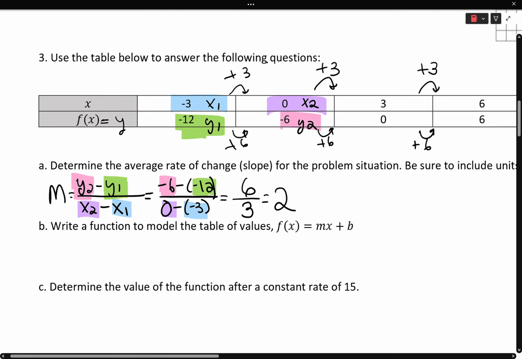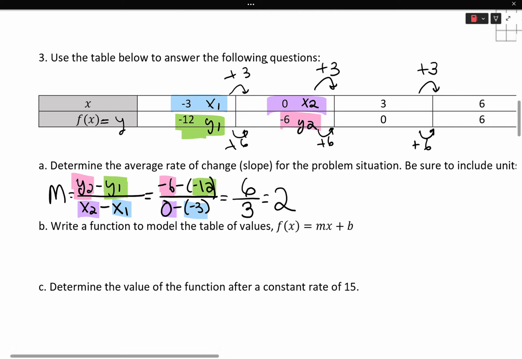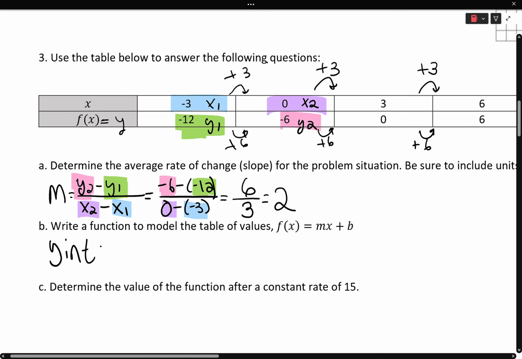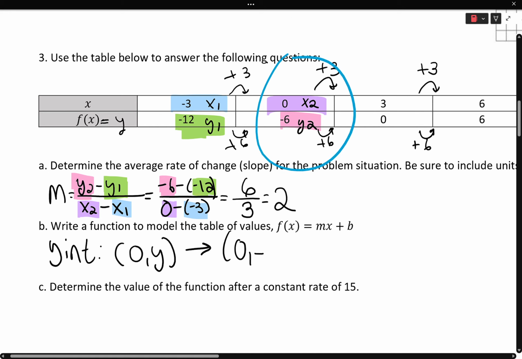Now for letter B in number 3, what I'd like us to do is find the function, or to model it. What we're missing here is our y-intercept, that B part. Now our y-intercept is always a 0, comma, y. In this case, it exists right here. 0, negative 6. So our function is 2x minus 6. We got the 2 from letter A and the negative 6 from looking at our table.